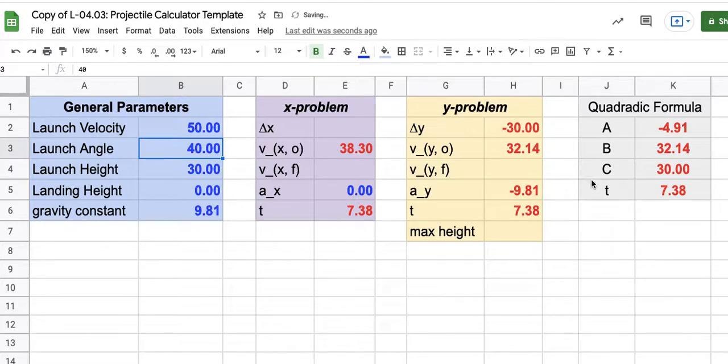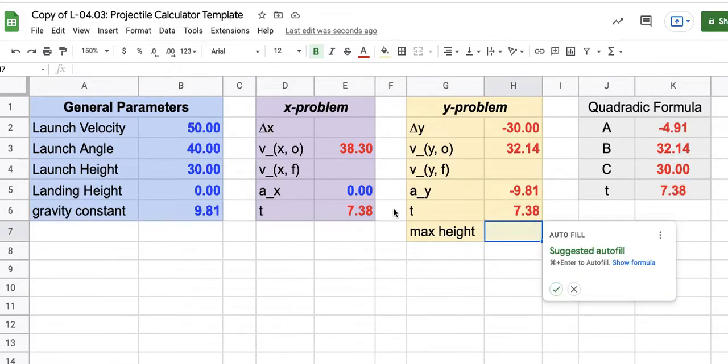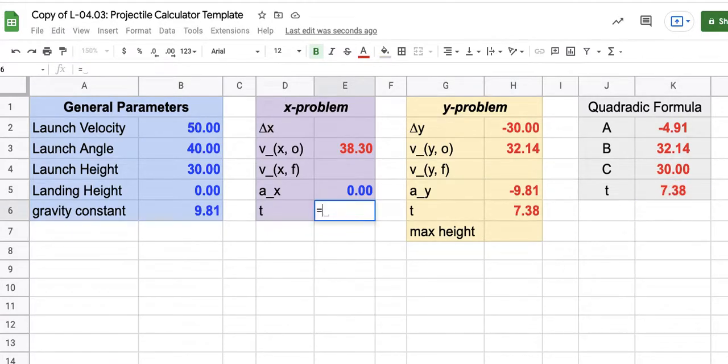All right, once we know the time, we can say that this time here simply equals that cell. And the same thing is true here. This simply equals that cell. So whenever this cell gets changed, those do also. All right, we're almost finished.